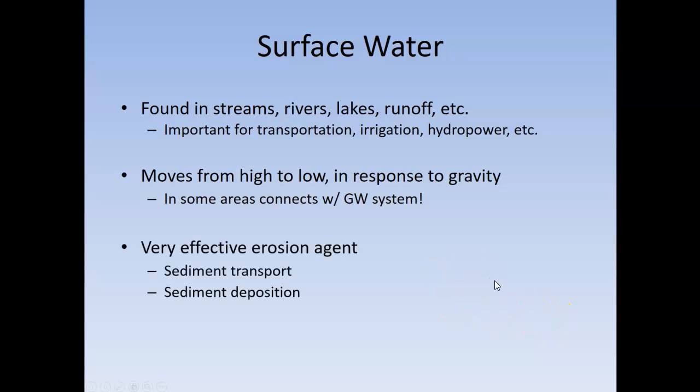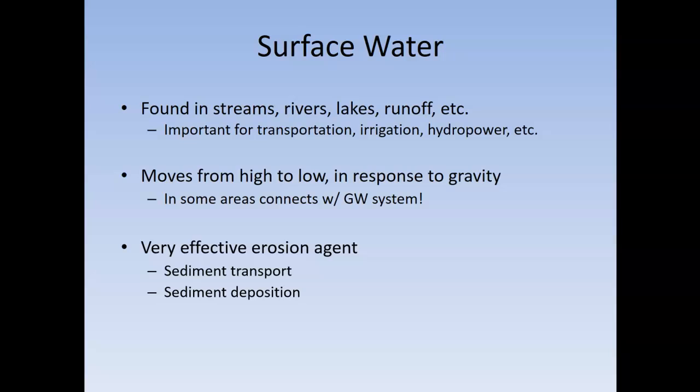What we see for surface water is that it's moving in response to gravity. So there's always some type of gradient, which we'll introduce that term in a little bit, but it's moving from high elevation to low elevation. And in some cases, that can be fairly steep. In other cases, it can be fairly gentle.